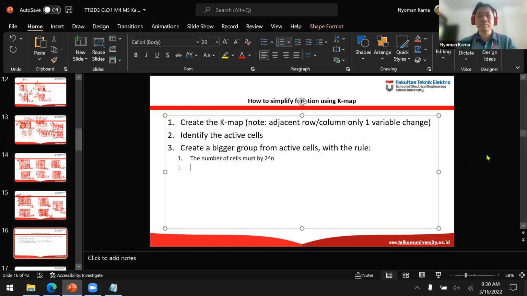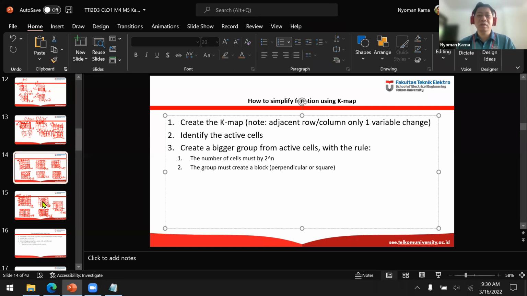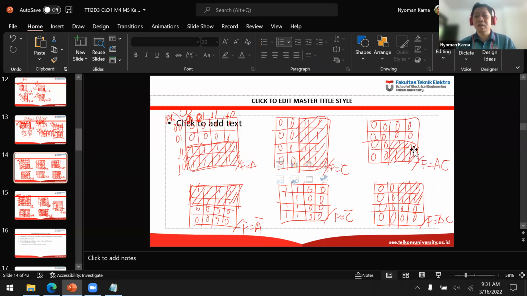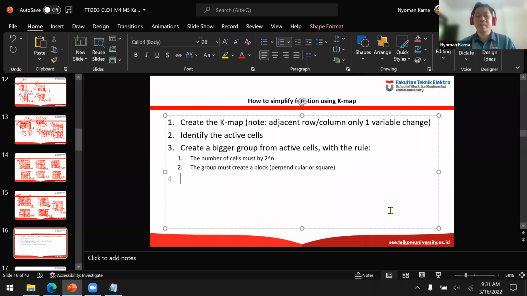Then the group must create a block, rectangular or square. So it could be rectangular, or it could be square like this, or like this. This is square. Okay.